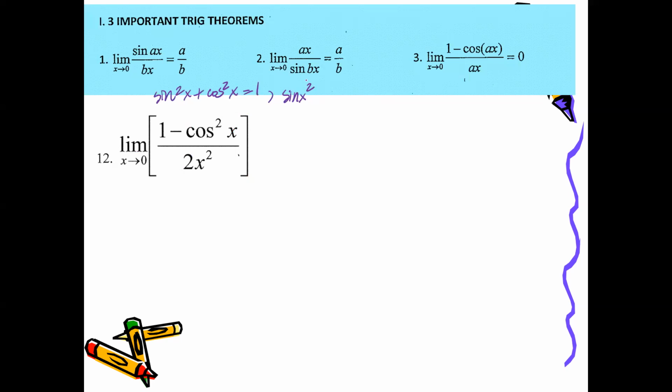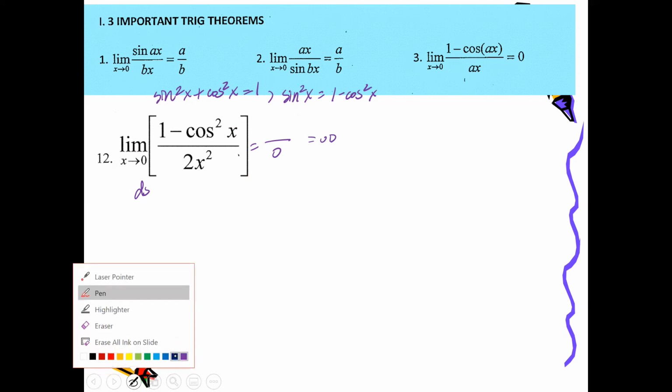sine squared x is going to equal 1 minus cosine squared x. And so that's something that just came to mind. I know if I use direct substitution, it will result in an undefined. So strategically, we need to do something about this so that we can get to that goal.